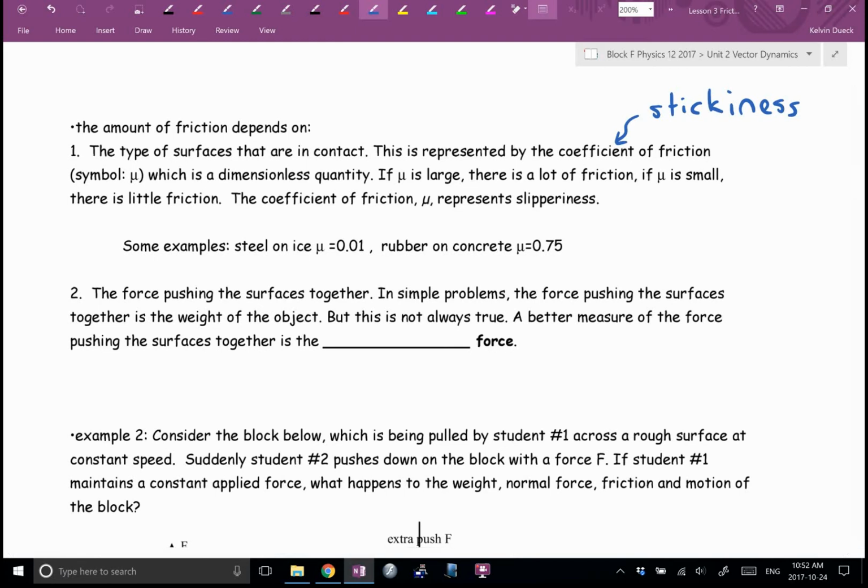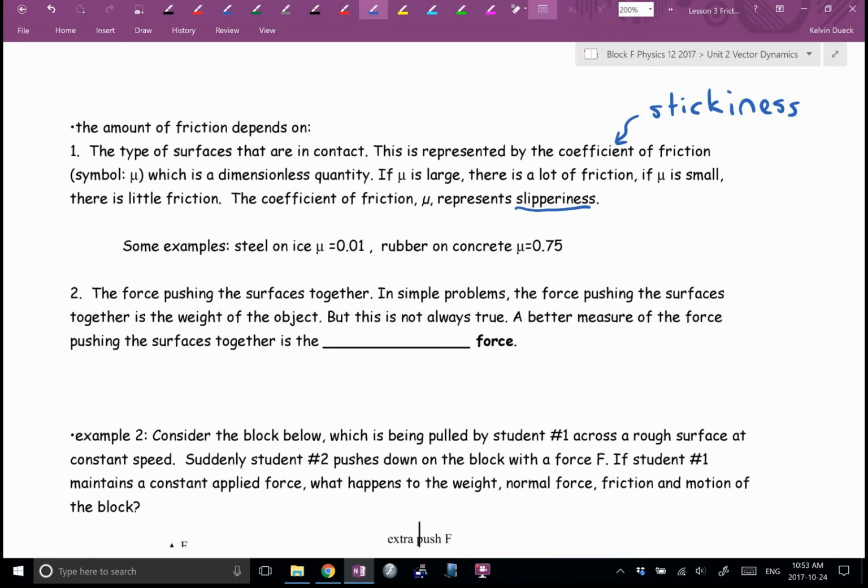Or you can think of it as a measure of an object's slipperiness. If mu is small, it's measuring how slippery an object is. If mu is high, it's measuring how sticky an object is, but it's really measuring the same thing. That lets us take into account different surfaces with relation to each other.